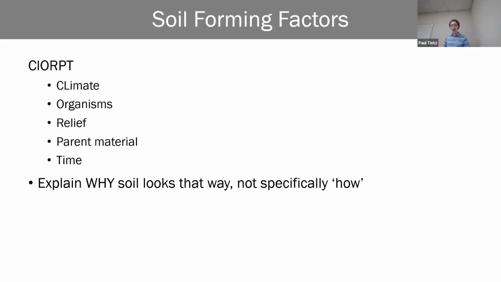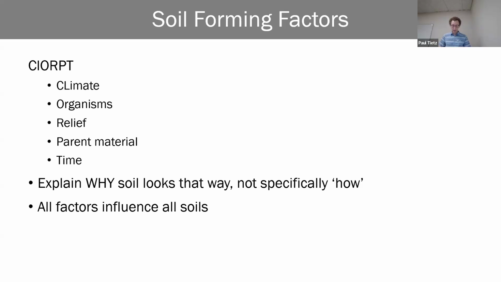Soil forming factors explain why the soil looks that way, not specifically the how, because that's what the processes are for. So they explain why the soil looks like that, and it's important to know that all of these 5 factors influence all soils. Whereas before, it was possible maybe to have a soil profile where no additions are happening, something dominated by transformations or translocations or losses or something. Any given soil profile is going to be influenced by all 5 of these factors. It's just the differences arise when certain factors dominate over others.